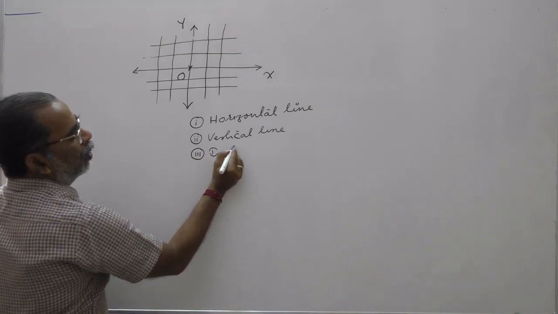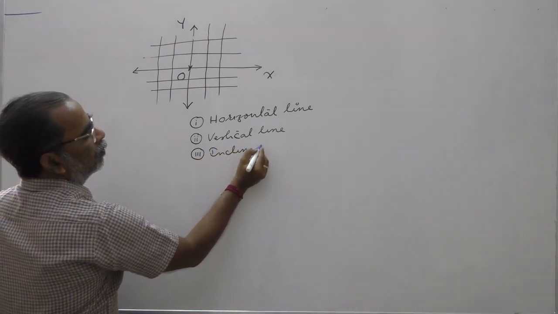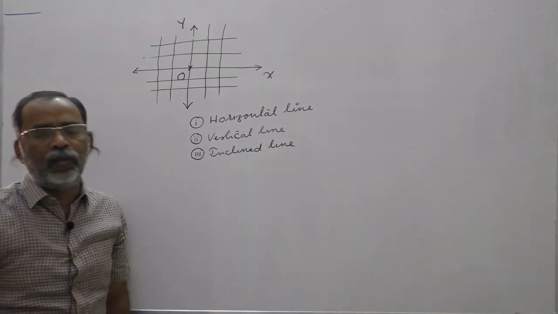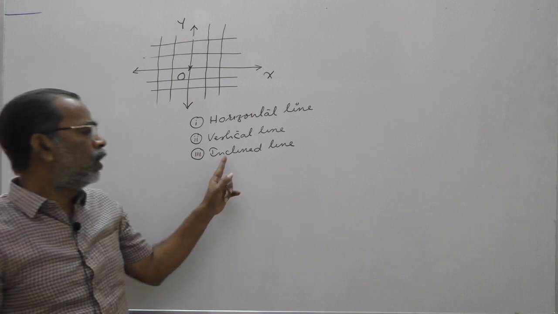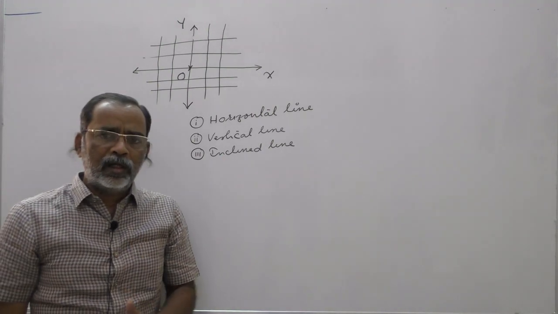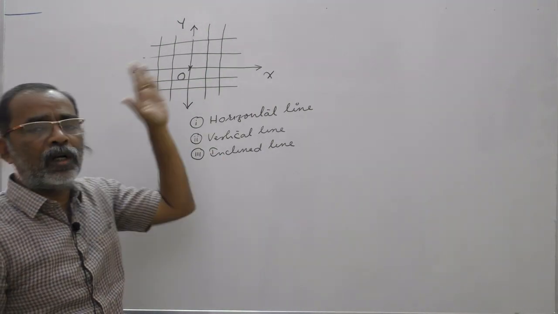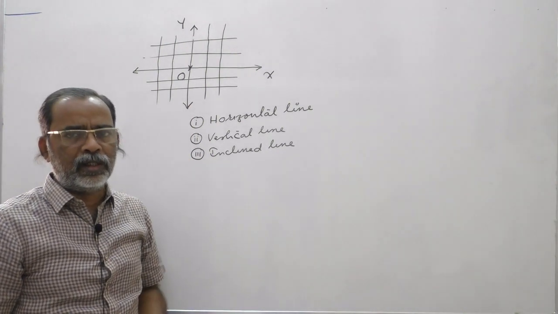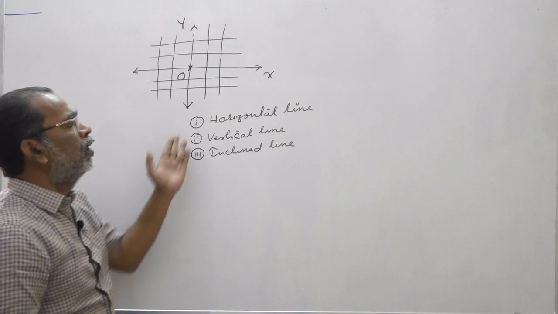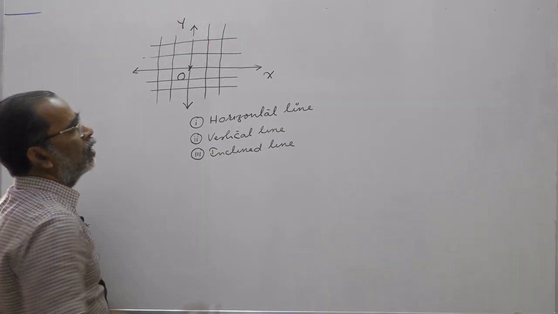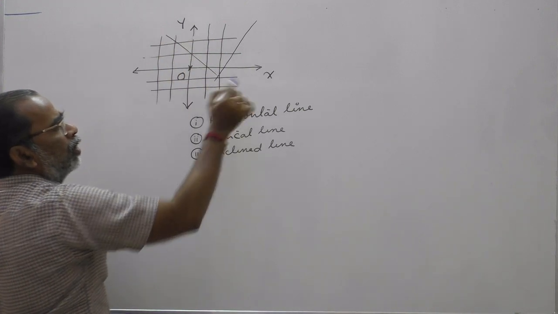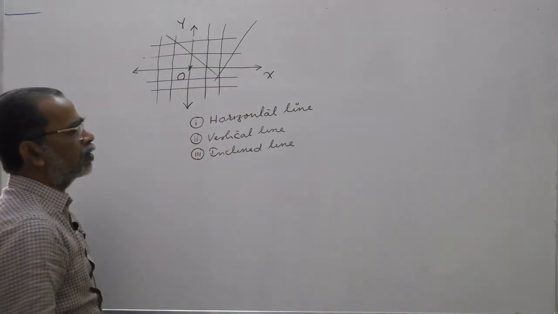And number 3, inclined lines or oblique lines. What are inclined lines? The lines which are neither horizontal nor vertical, that is neither parallel to x-axis nor y-axis. All those lines are called inclined lines. They will be having some inclination. All these are inclined lines.